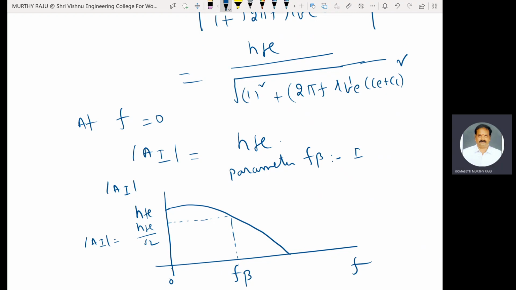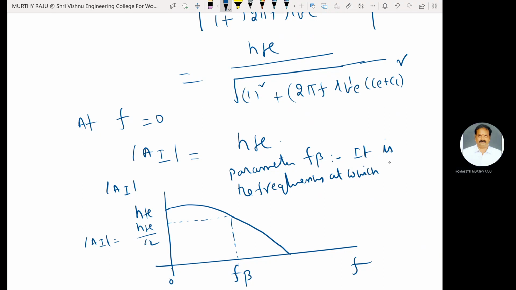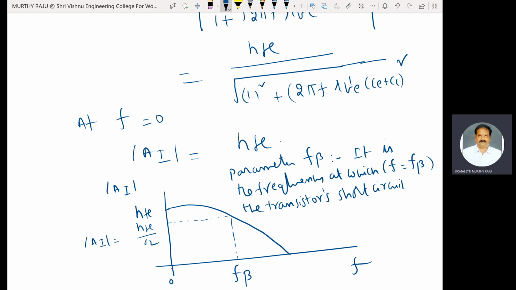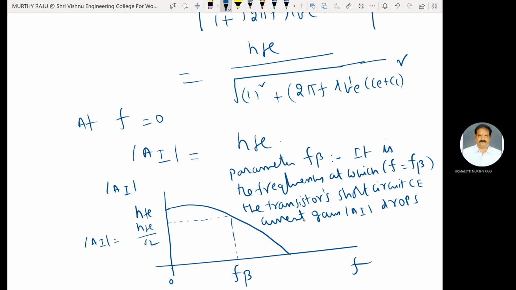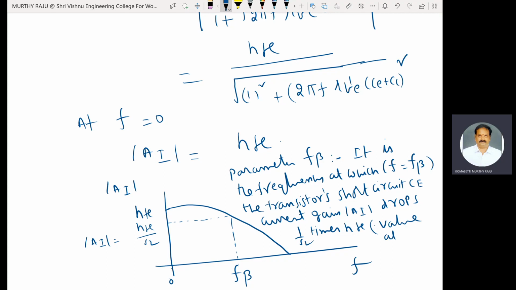It is the frequency at which the transistor's short circuit CE current gain, that means mod AI, drops by 1 by root 2 times HFE. HFE is the value at low frequency. This is the definition.